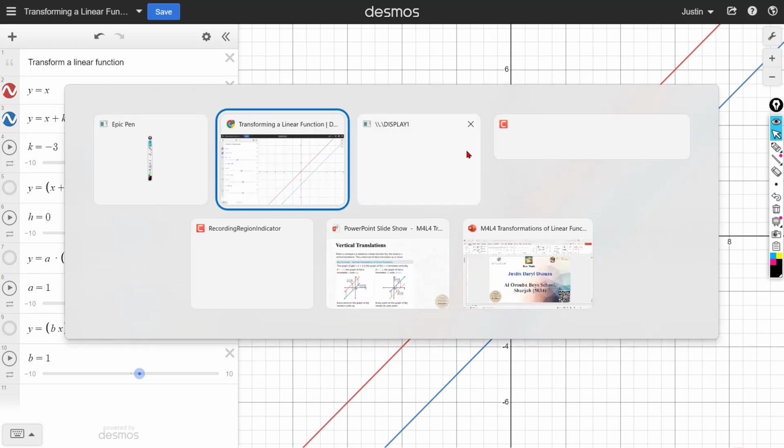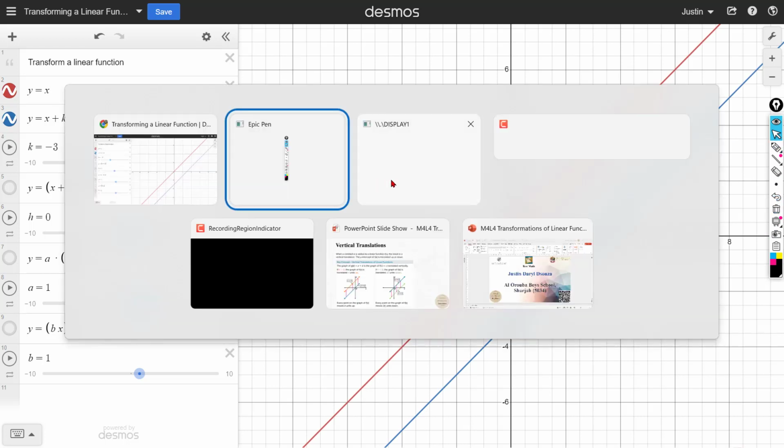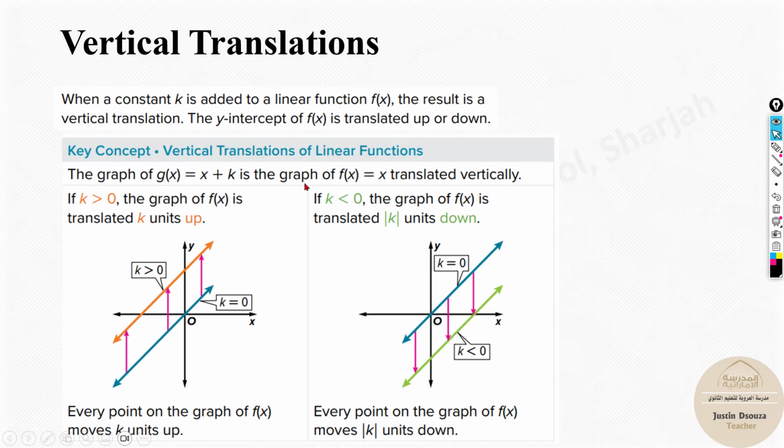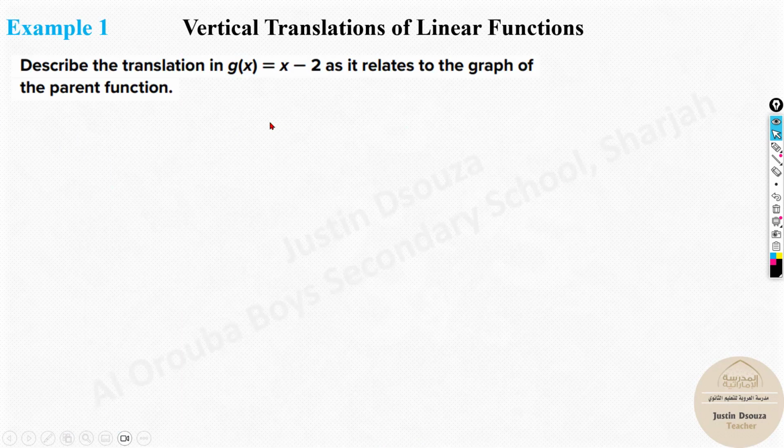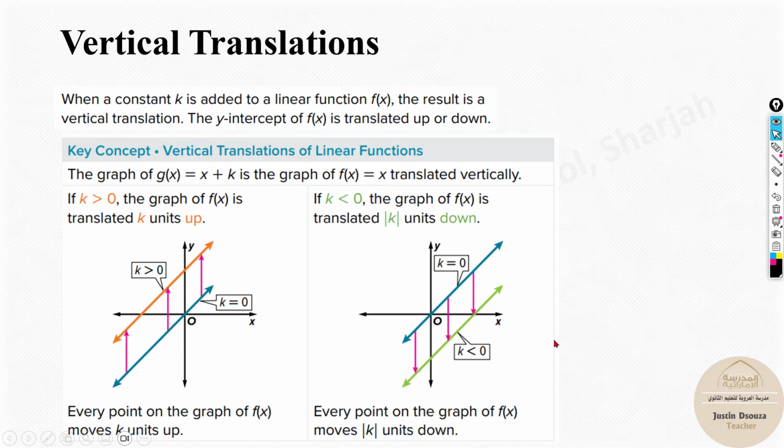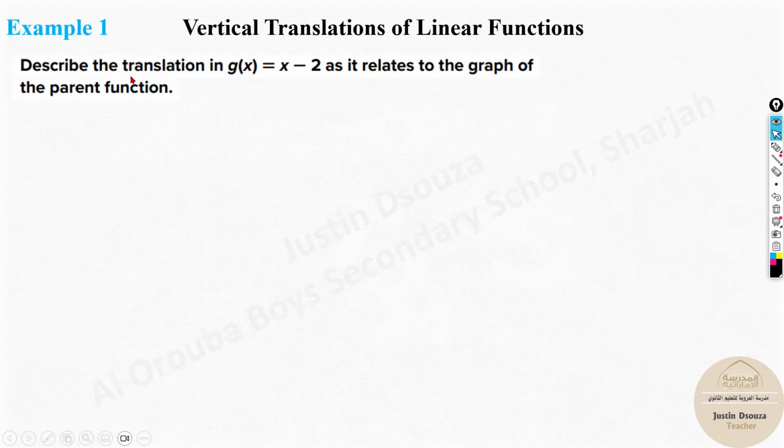It's one of the easiest. Now let's go back over here. So what can you understand over here? You can go through this in your own time. It's very simple and basic. Now here they have asked to describe the translation in g of x equals x minus 2, and relate it to the parent function.